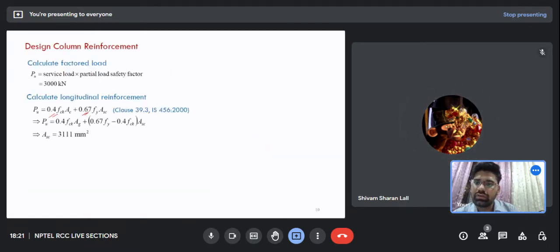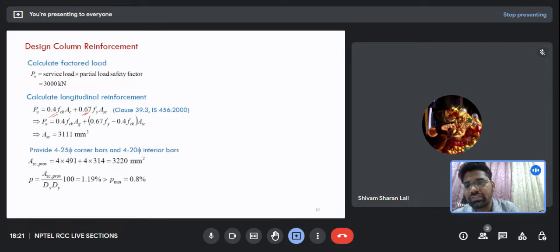Yes, sir. Okay. So we have the area of steel, and based upon the area of steel, I am taking 4 bars at the corners and 4 bars at the interior. Based upon this, I am calculating the area of steel which is provided, and from this I am calculating the percentage of steel provided, which is greater than 0.8. So I have met the criteria.